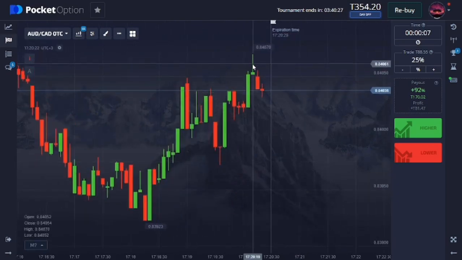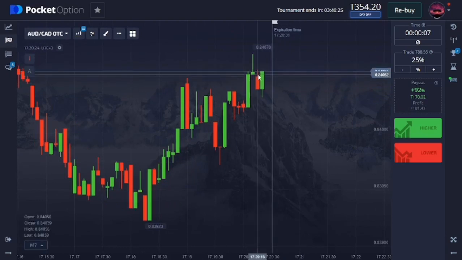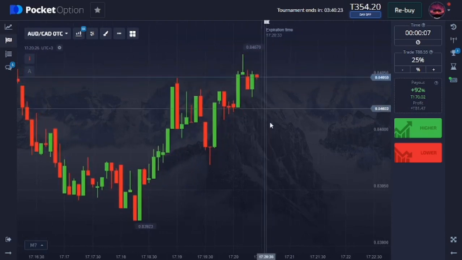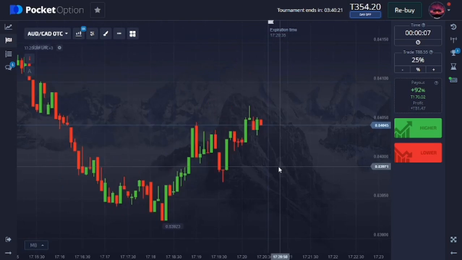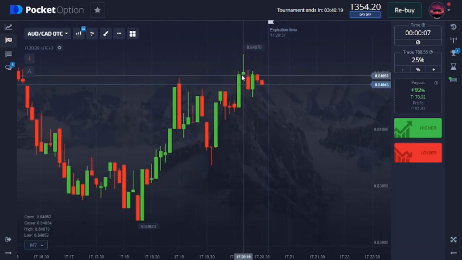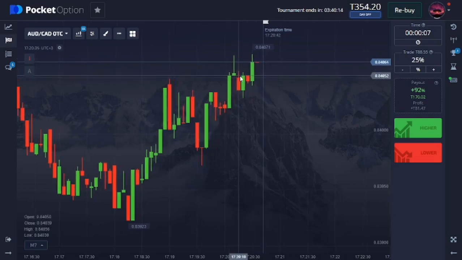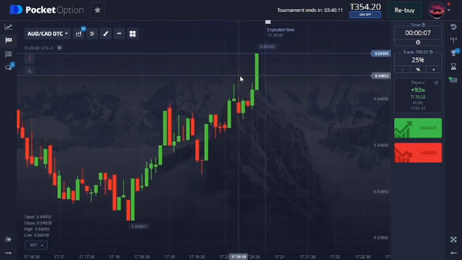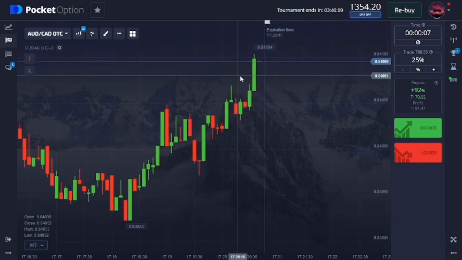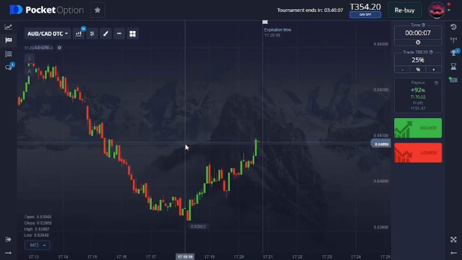Okay, huge rejection. This will signal us there is going to be a reversal to the downside. This is called a gravestone, okay? This kind of candlestick pattern is gravestone. If you want to know about these candlestick patterns, I have a complete video.